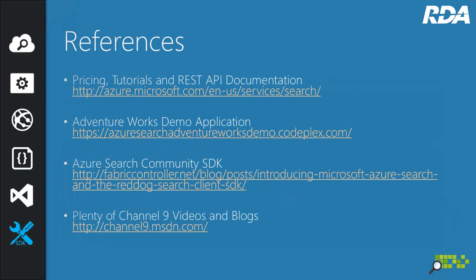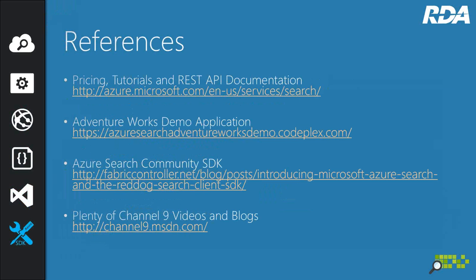And finally, just wrapping it up with some references. If you're interested in learning more, if you want to know pricing details, tutorials, look at the REST API documentation, your one-stop shop for all of that is at azure.microsoft.com. From there, you can find out everything you need to know about the search service. The AdventureWorks demo I showed is available on Codeplex if you're interested in looking at a real-world application and how it queries into the service. I highly recommend you check that out.